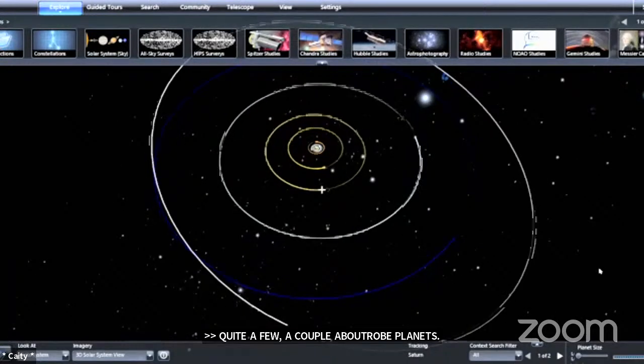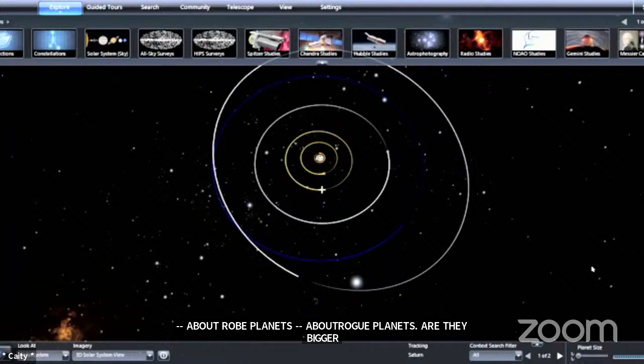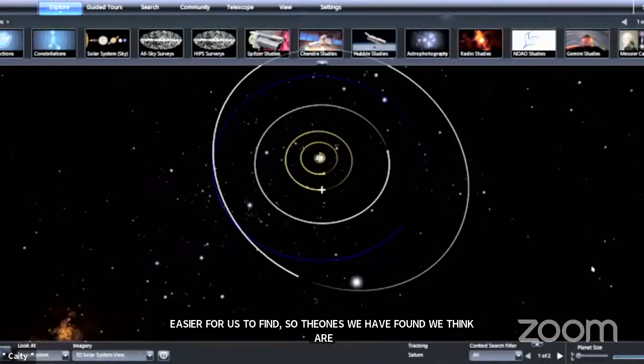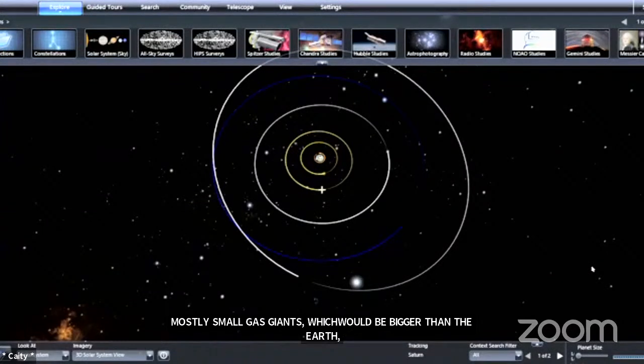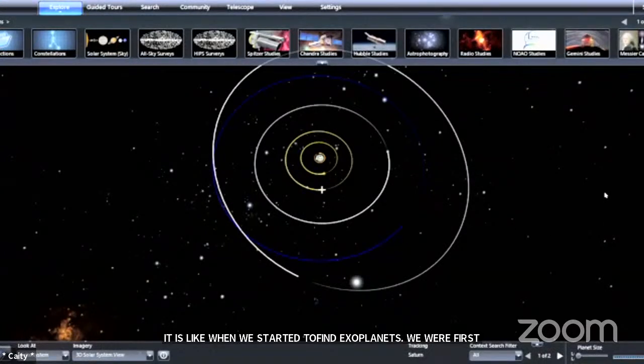We're not sure how big rogue planets tend to be. Bigger ones are a little bit easier for us to find right now. So the ones we have found, we think are mostly small gas giant stage, which would be bigger than the Earth. But again, they give off more heat, so they're easier to find. It's just like when we first started to find exoplanets, we were first finding all the really big ones because it's easier for us to find those. As our detection methods get better, we're likely to start finding smaller ones as well, and things like the Roman Space Telescope are going to be better at finding smaller ones.